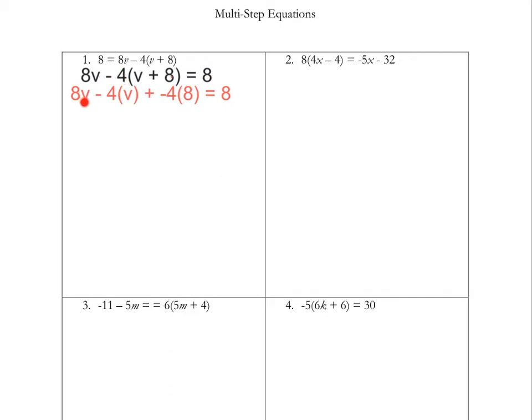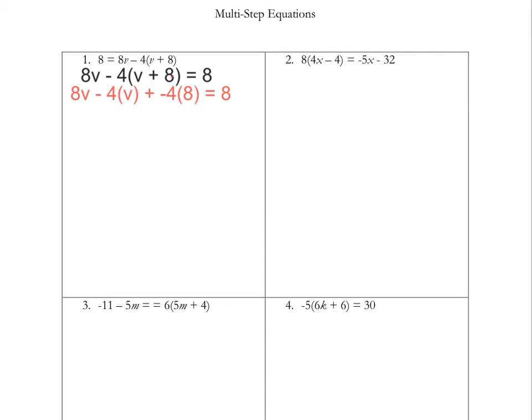Then I showed my distributive property of how I'm going to solve. 8v minus 4 times the v plus 8, because I had an addition. I put negative 4 because technically that is a negative 4, okay? Don't put positive 4 right here, because you have that subtraction, which means that it's the negative 4, all right? So then negative 4 times 8 equals 8.